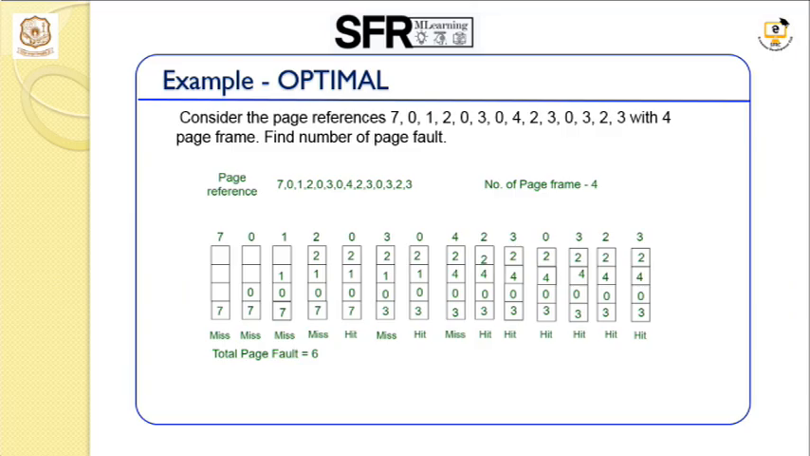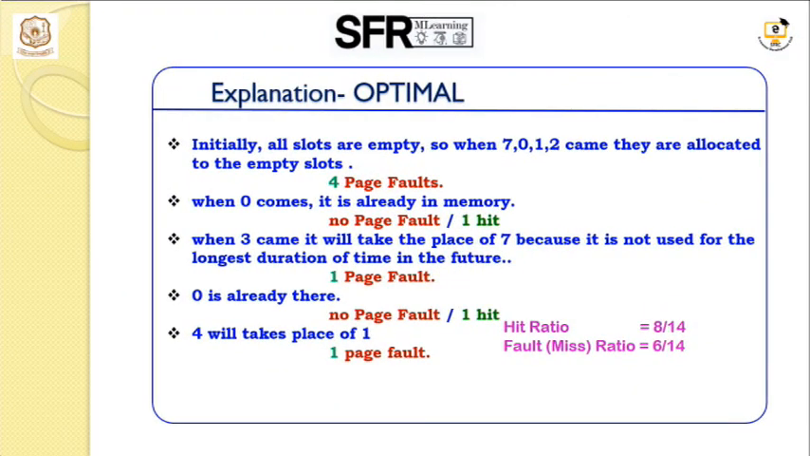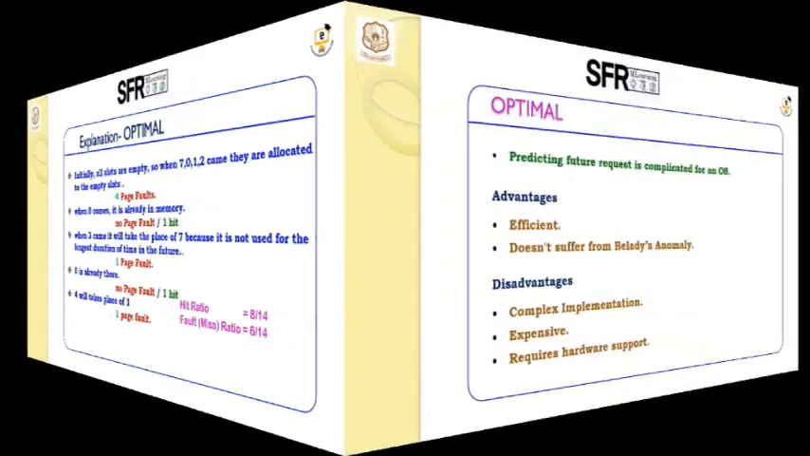0 is also in the list, so it is considered as a hit. 3 is also in the list, it is a hit. 2 is also in the list, it is a hit. 3 is also in the list, it is a hit. So, look at the example, we can find many hits here. We can increase the hit ratio with the help of the optimal algorithm. Henceforth it is called the optimal algorithm.